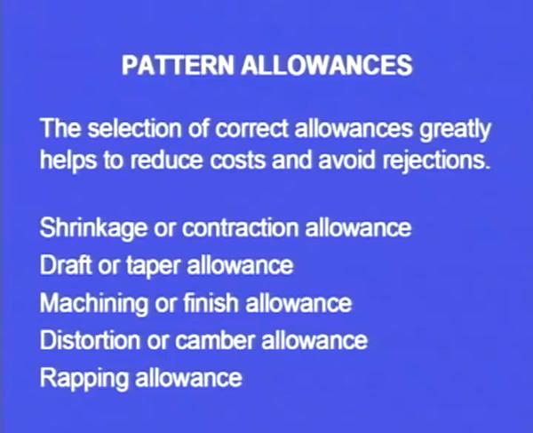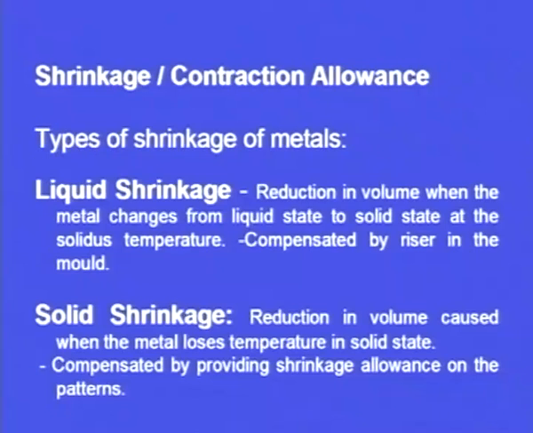And what are the pattern allowances? One is shrinkage or contraction allowance. Second one is draft or taper allowance. Third one is machining or finishing allowance. Next, distortion or camber allowance. Finally, warping allowance. Let us see these things one by one.